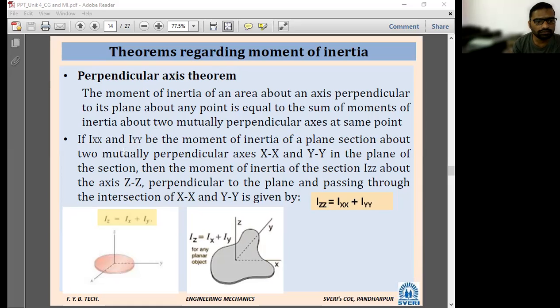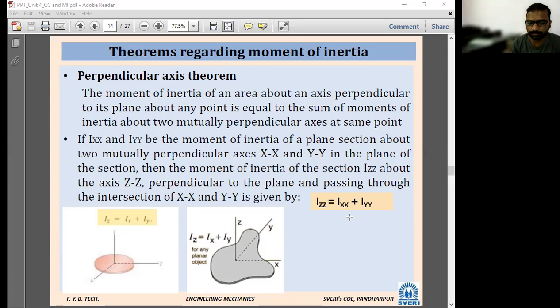So he has given: if Ixx and Iyy are the moments of inertia of a plane section about two mutually perpendicular axes, that is XX and YY, in the plane of the section, then the moment of inertia of the section Izz about the axis ZZ perpendicular to the plane, passing through the intersection of XX and YY, is given by Izz equal to Ixx plus Iyy. Don't write anything down, just remember this formula: Izz is equal to Ixx plus Iyy. This is the perpendicular axis theorem.